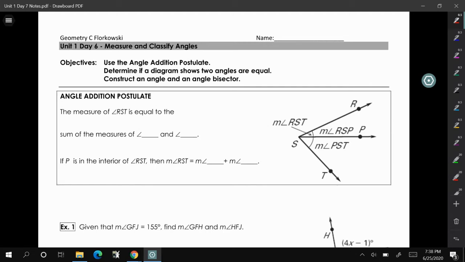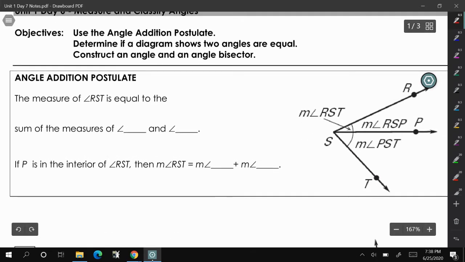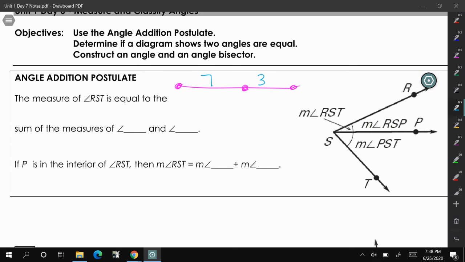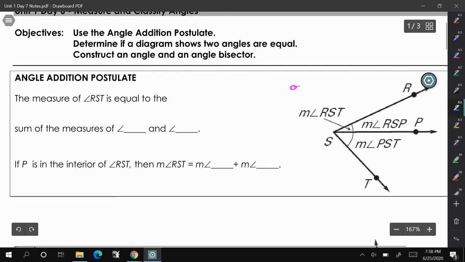Today we will be talking about the angle addition postulate. Now you may remember the segment addition postulate, which basically said if I had a segment here, and we knew that this part of the segment was 7, this one was 3, and we wanted the whole segment, we would add them up to get 10. That is the same idea here for the angle addition postulate.